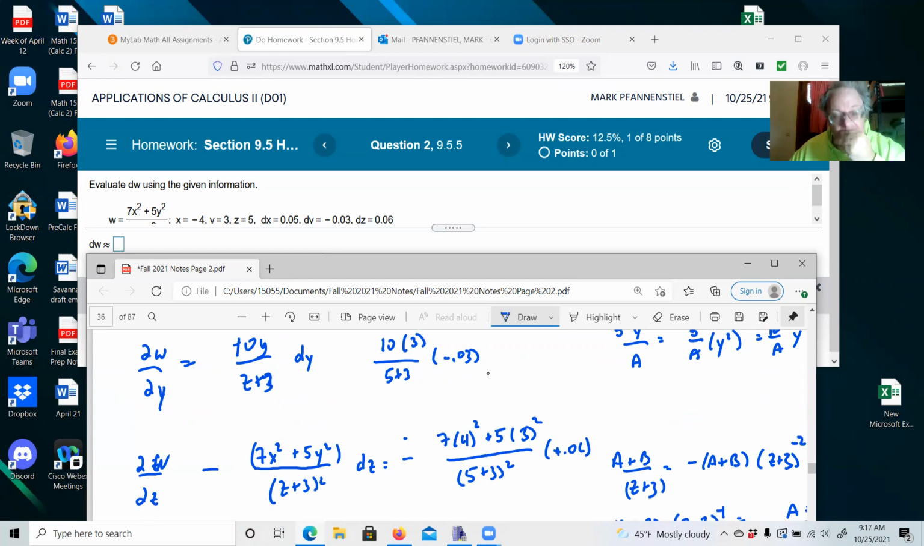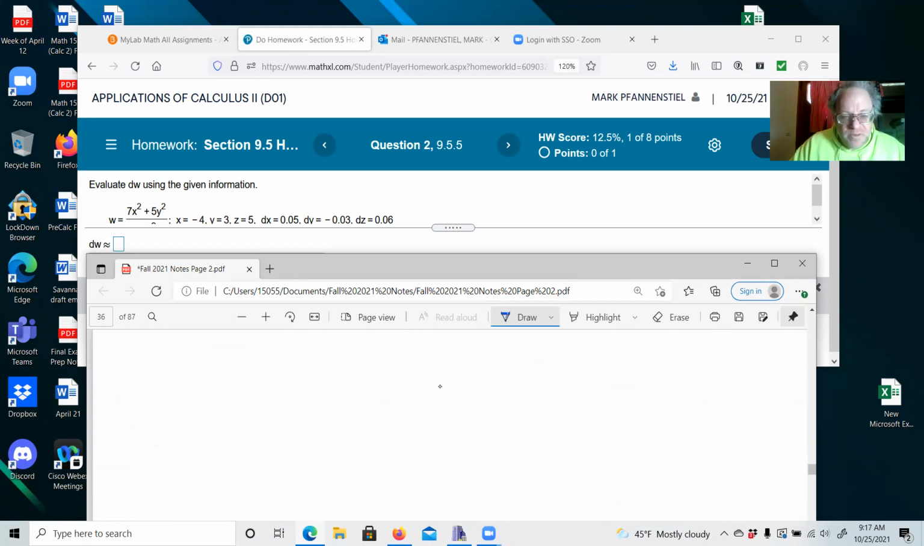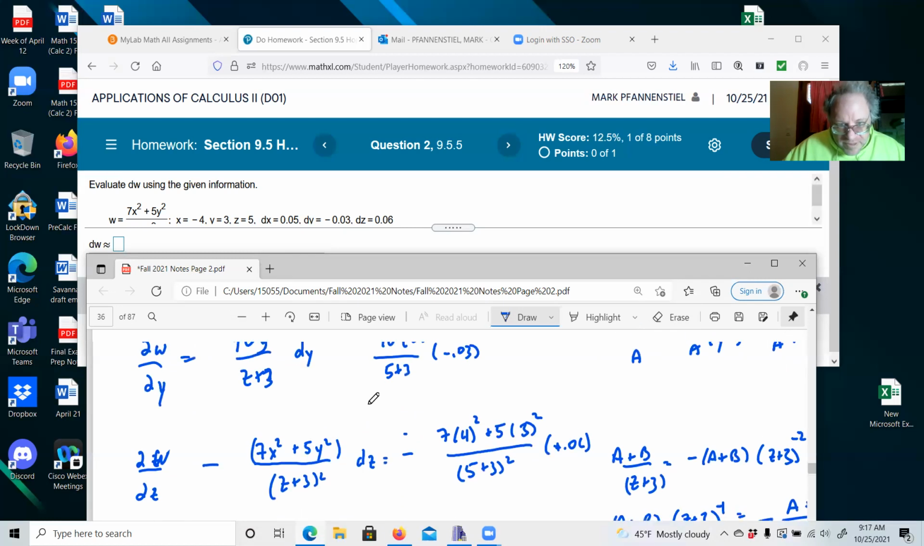Now we have some arithmetic to deal with. So we have our partial of z. So x dx here. Okay, let's write that properly. So this is dw dx times dx plus dw dy times dy plus partial of w with respect to z times dz. All right, so arithmetic time.